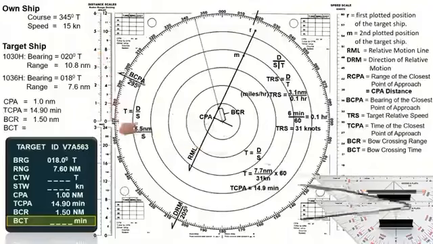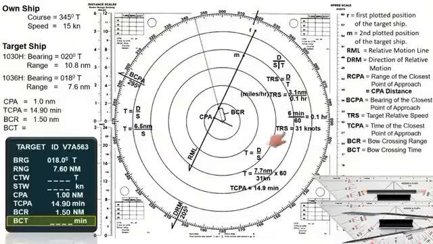For the speed, use the target relative speed, which is 31 knots. For the BCT to be in minutes of time, let's multiply it by 60. The bow crossing time is 12.58 minutes. So it takes 12.58 minutes for the target to cross own ship bow from point M.